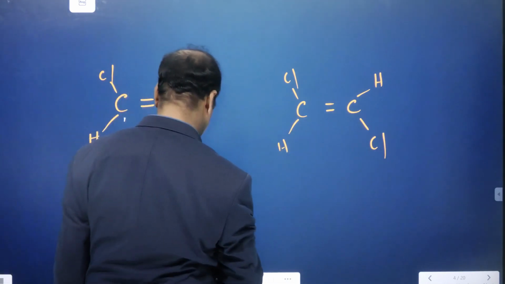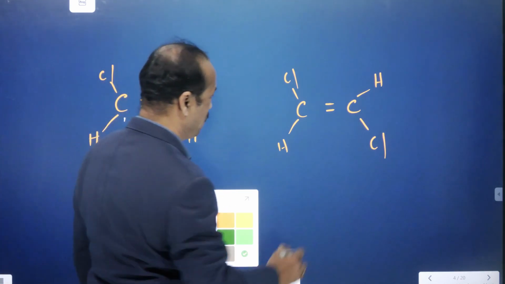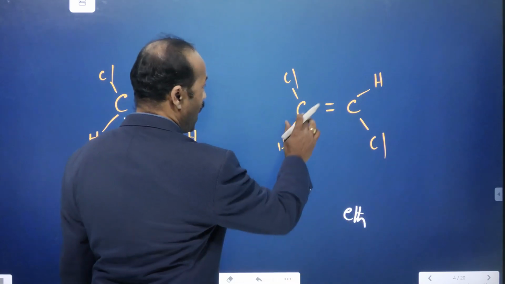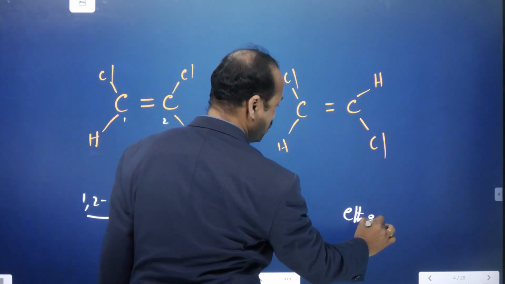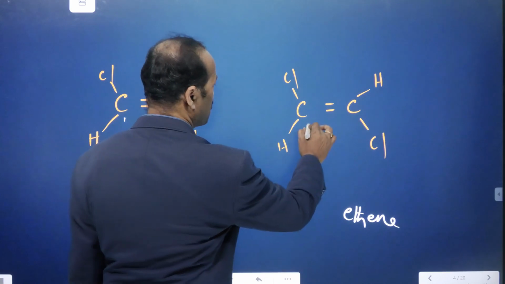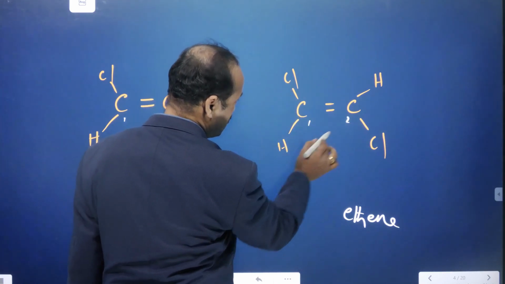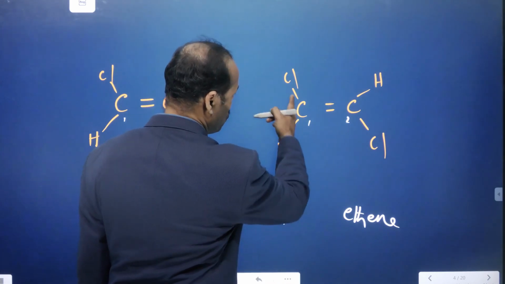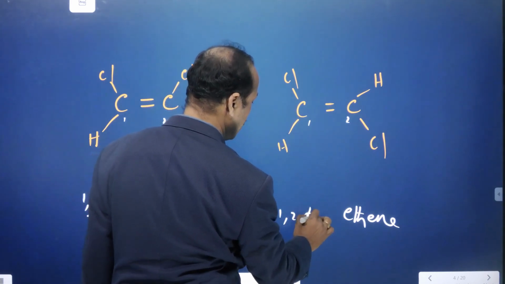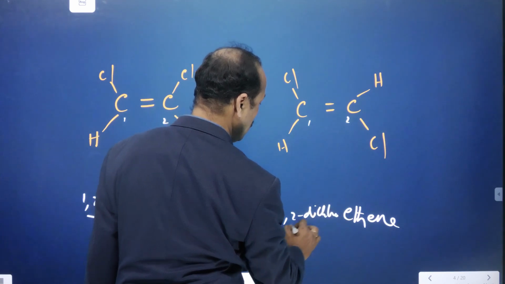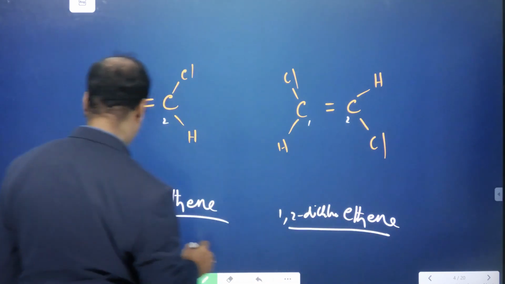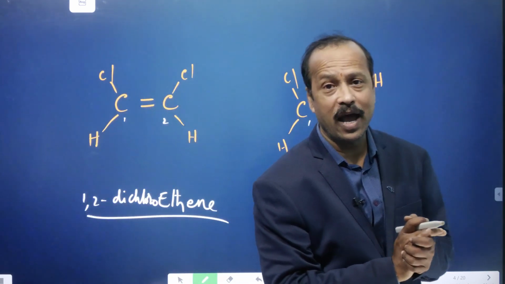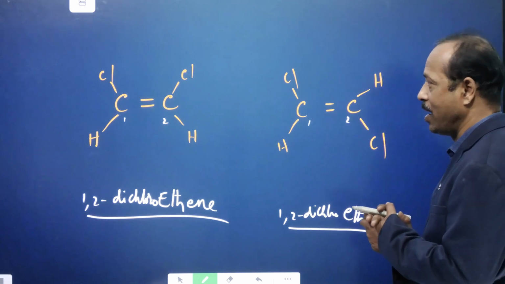What is the name of this one? We will discuss that also. How many carbons? Two carbons is called eth. Between them which bond? Double bond, so ene. This is the first carbon, second carbon; the first carbon has one chlorine, the second carbon has one chlorine, so 1,2. Total number of chlorines is two, so dichloro. The name of this one is 1,2-dichloroethene. Now both have the same formula.